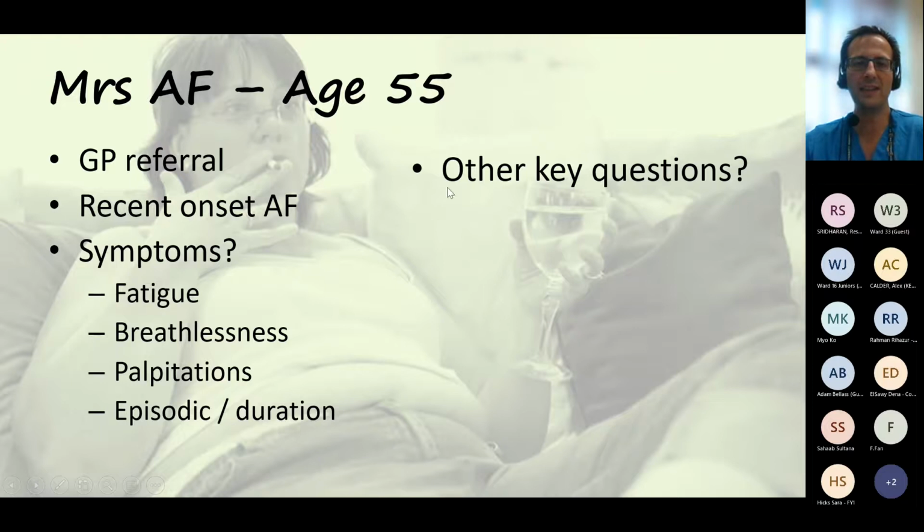Are there any other key things that you think about when you have got a patient with atrial fibrillation? So not related to the AF itself or the symptoms from AF, but are there any other key questions about past medical history, social history that you would want to be asking the patient? Yeah, thyroid symptoms. If you've got hyper or hypothyroidism, that will certainly cause you atrial fibrillation. So that's a good suggestion.